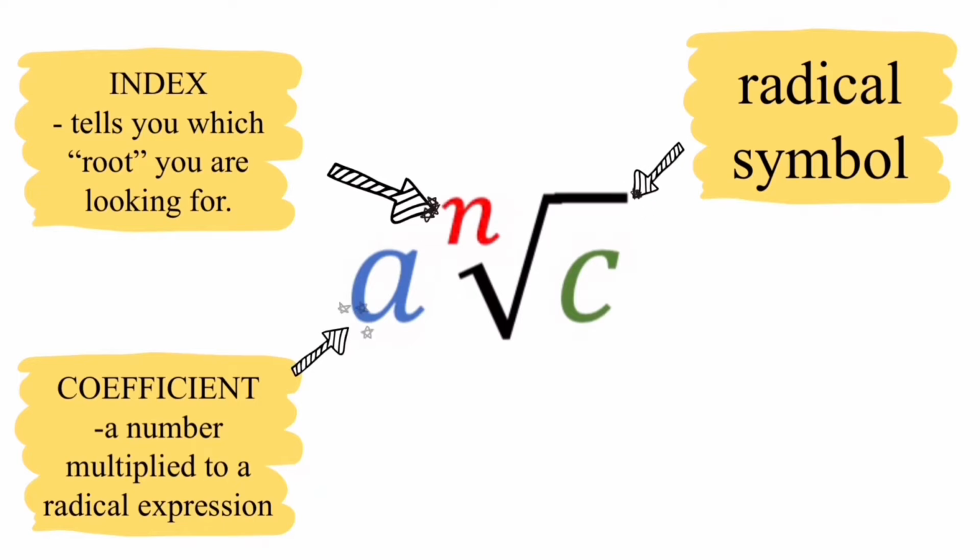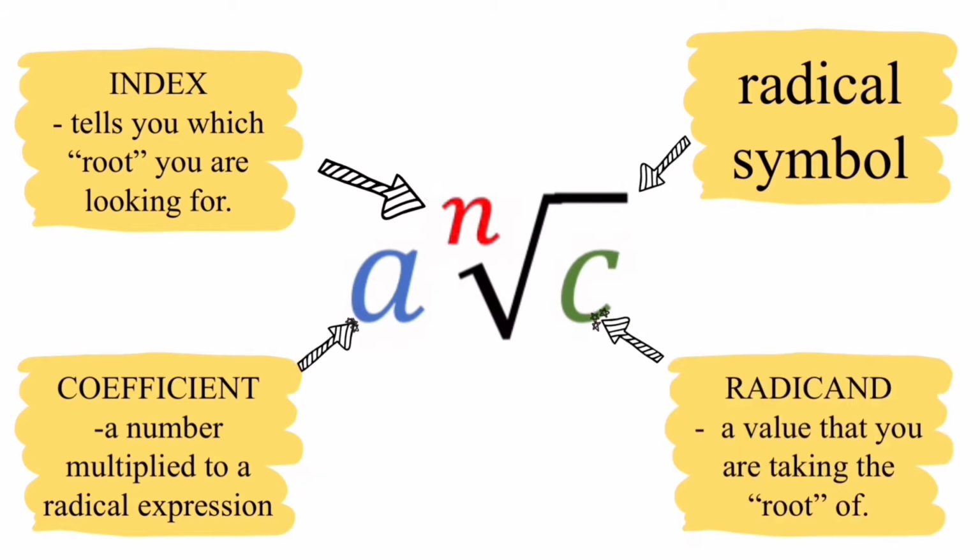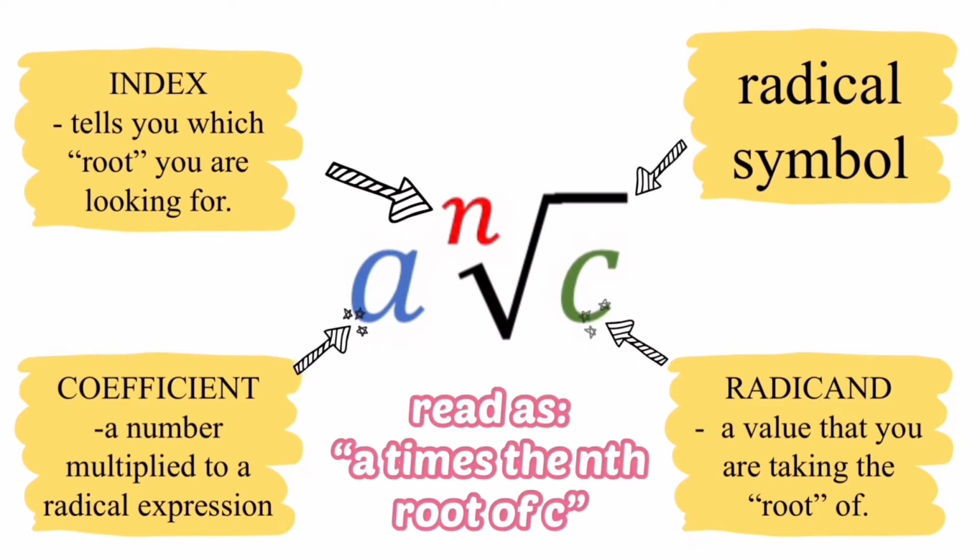Please remember that if the value of the index is not written in there, it means that the invisible number is 2. We also have a letter C, and this letter C is named the radicand. A radicand is the value that you are taking the root of. So this expression that we have here is read as A times the nth root of C.